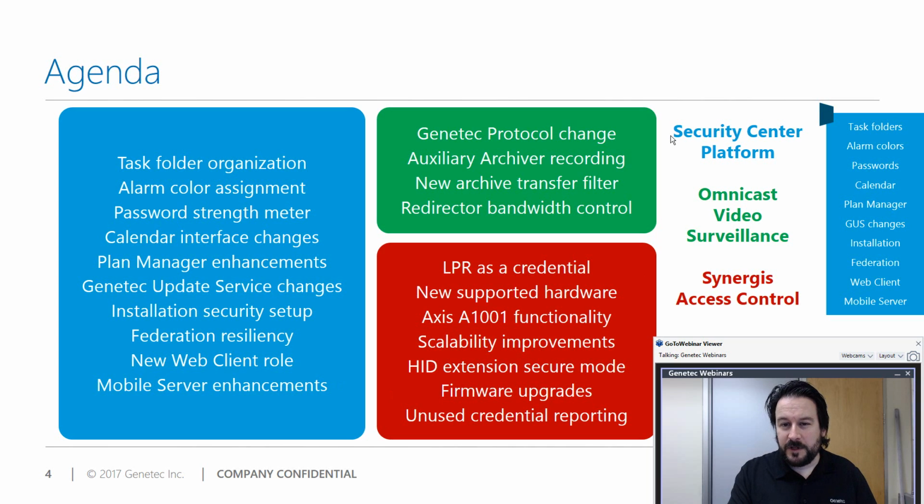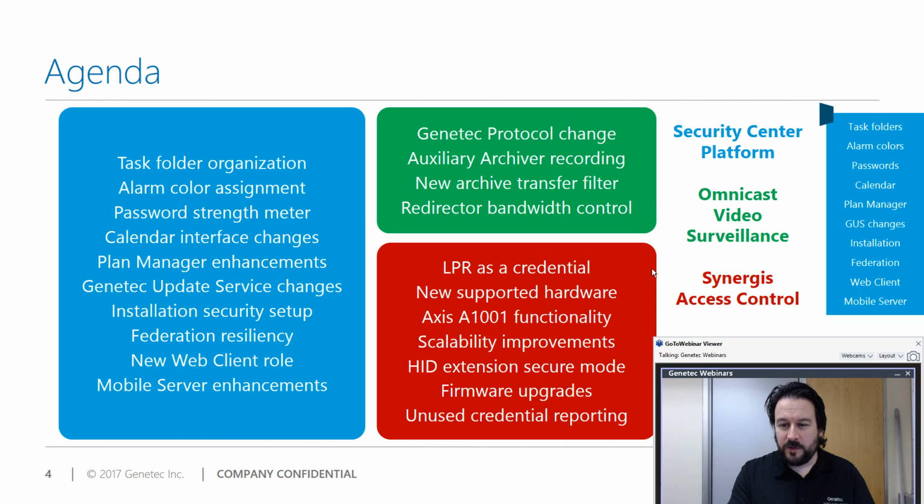The next thing we're going to cover is anything in the Omnicast video surveillance side. There's not a lot in there for 5.6, but we're going to take a look at four things. Changing the Genetec protocol and how you can add cameras. Auxiliary archiver recording is a new thing. We have a new transfer filter in the archive transfer function. And in the redirector, we can now control the bandwidth for live and playback video. So we'll take a look at that too.